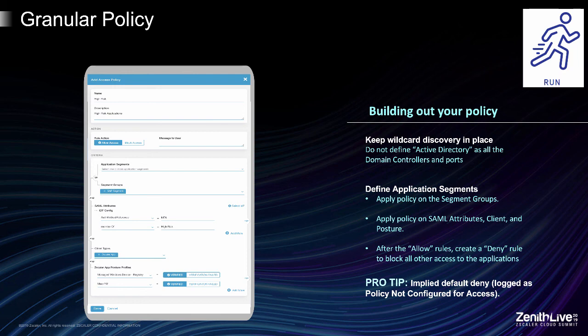There is an implied default deny, and sometimes people forget that, and that can be a reason why application access isn't working. If you start going down the route of an allow for each rule, then you forget that there's a default deny at the bottom.